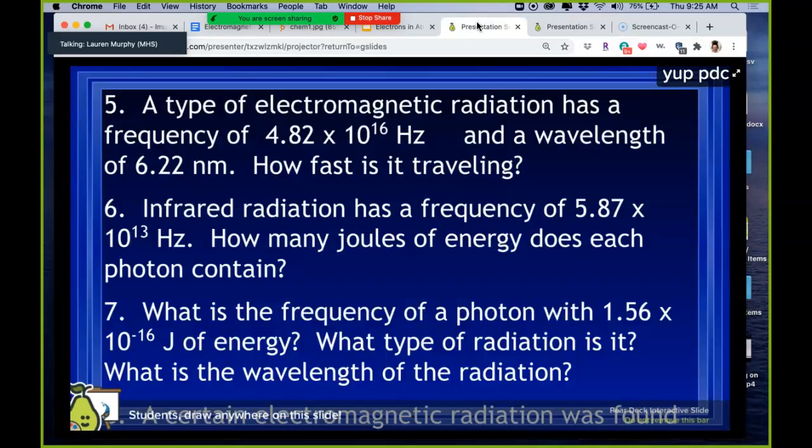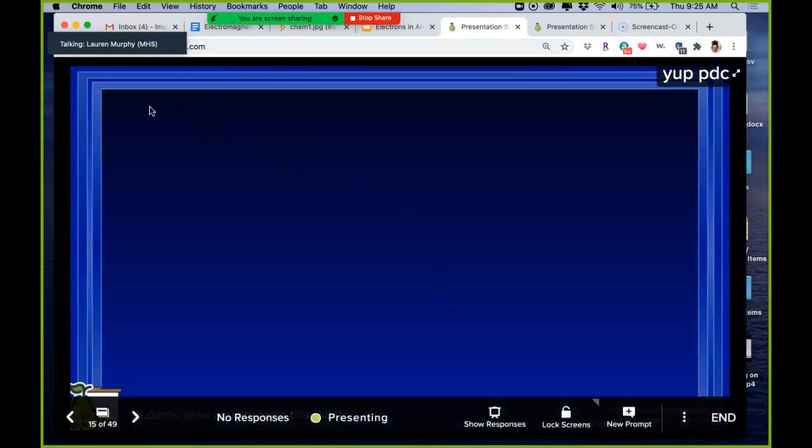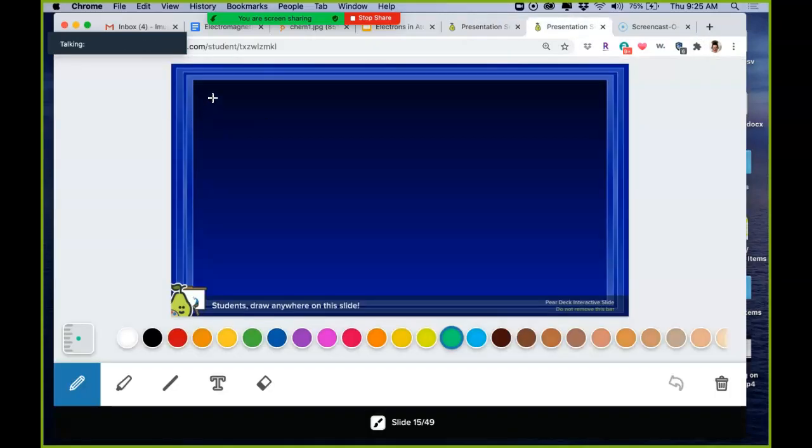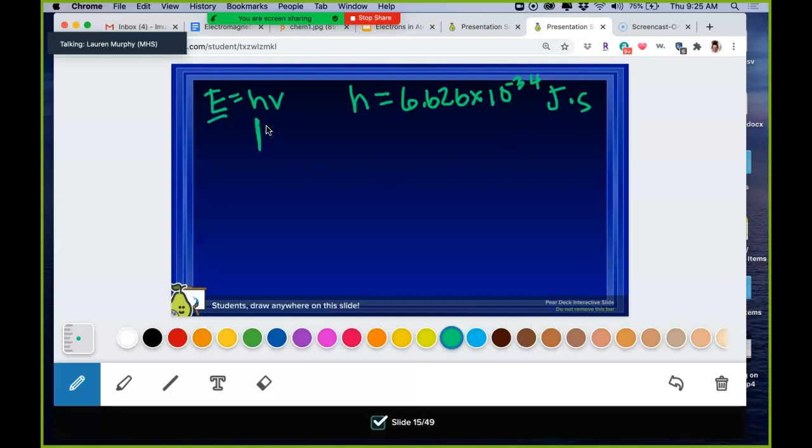Well, we have an equation for that. It is E equals hv. This is a constant, just like in the other equation we had c as a constant. You don't have to memorize it. I will give it to you. This is Planck's constant. So they ask for energy. You have h, because it's a constant. They gave you frequency in the problem. You just plug them in and multiply. It's not any more complicated than that.